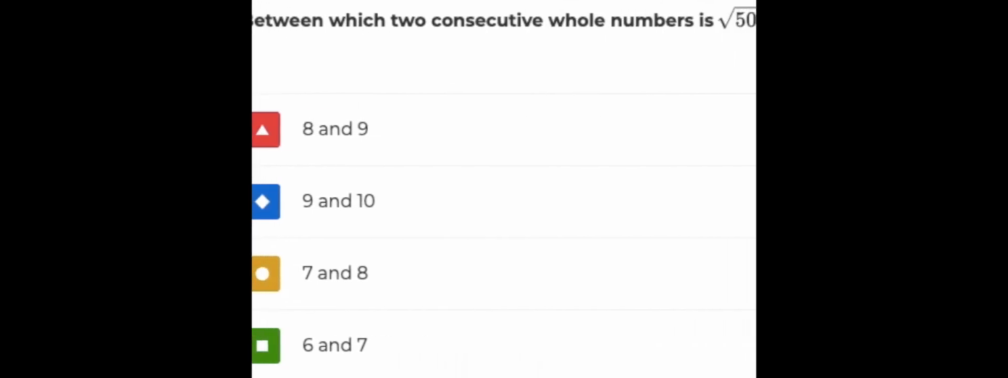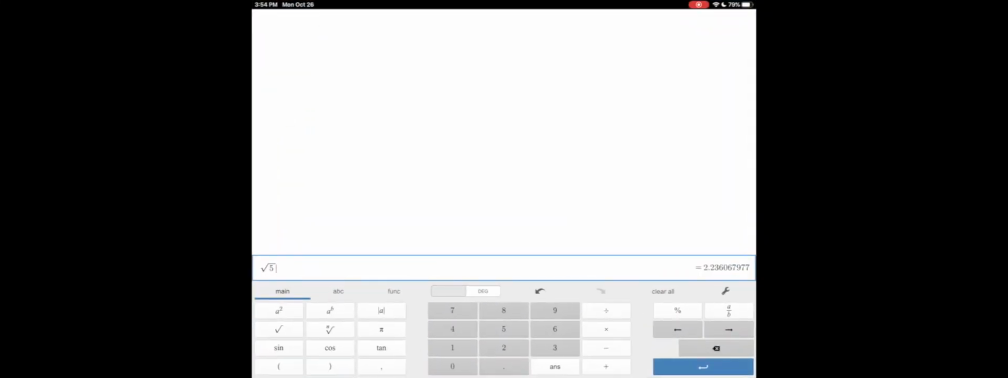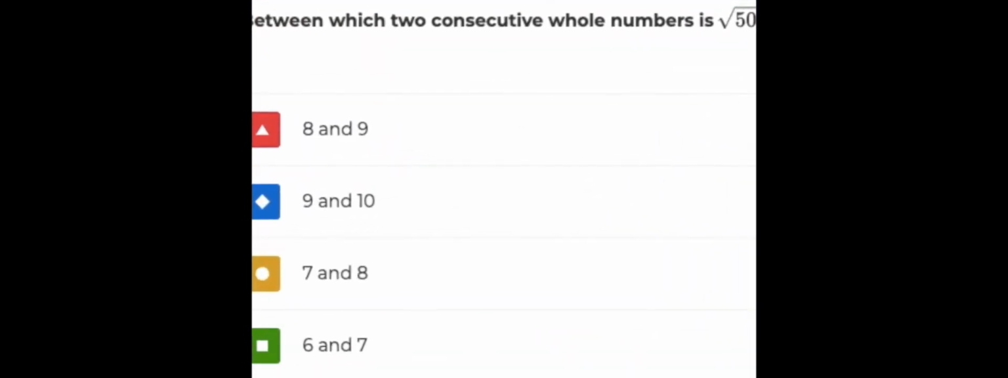Next one. Between which two consecutive whole numbers is square root of 50? So again, I'm going to go to my calculator. I'm going to type in square root of 50. That's 7.07. 7.07 is in between 7 and 8. So the answer is yellow circle, 7 and 8. It's in between 7 and 8.